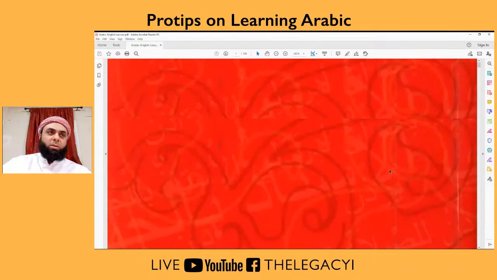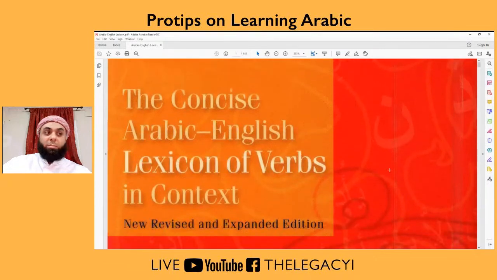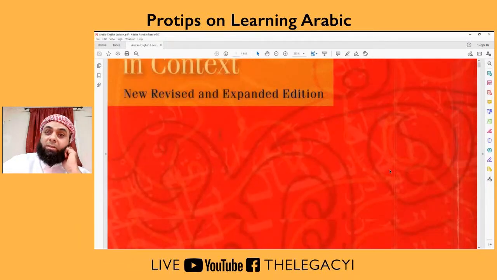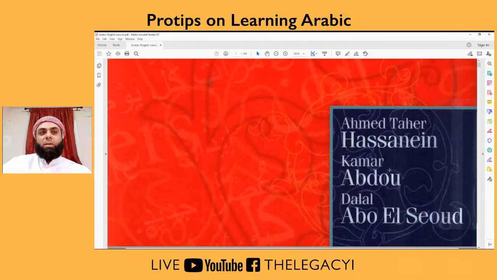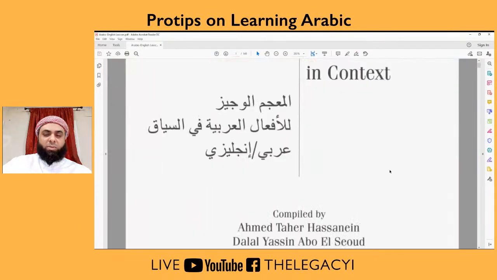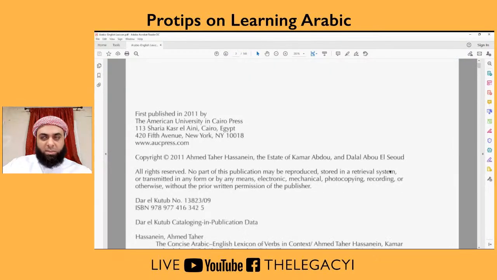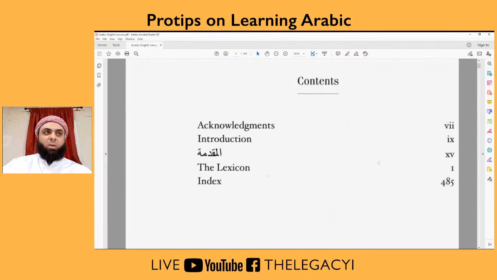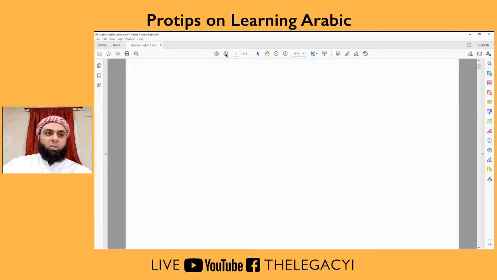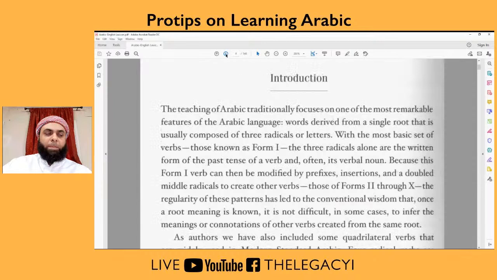So this is the book. This is the cover. Concise Arabic English Lexicon of Verbs in Context by Ahmed Tahir Hassanain and others. We'll just briefly take a look at the introduction and then maybe just a sample from the book so you can get an idea of how to best make use of the book.